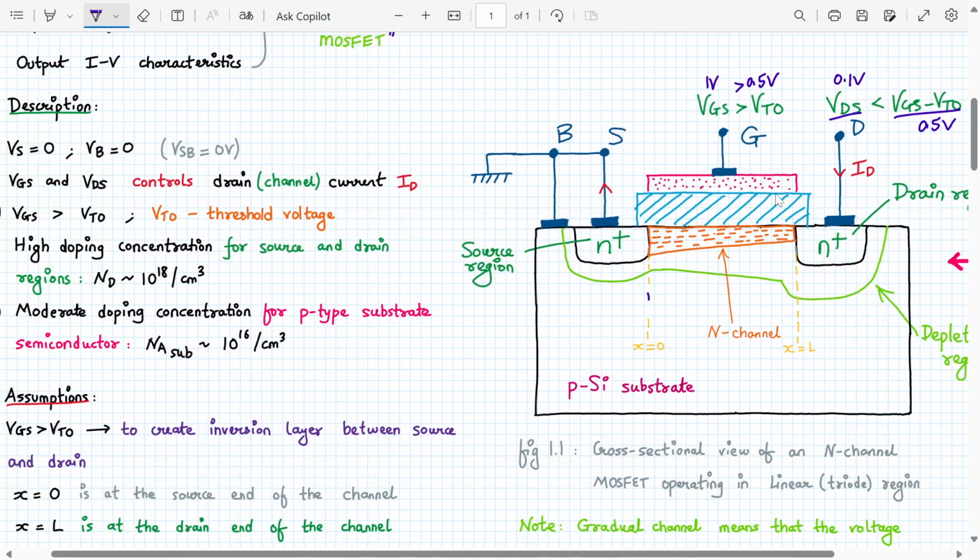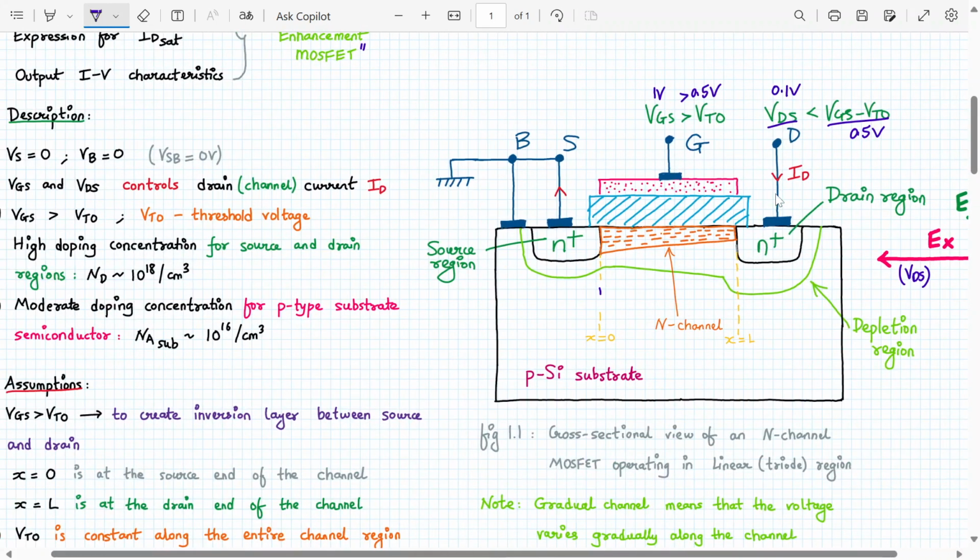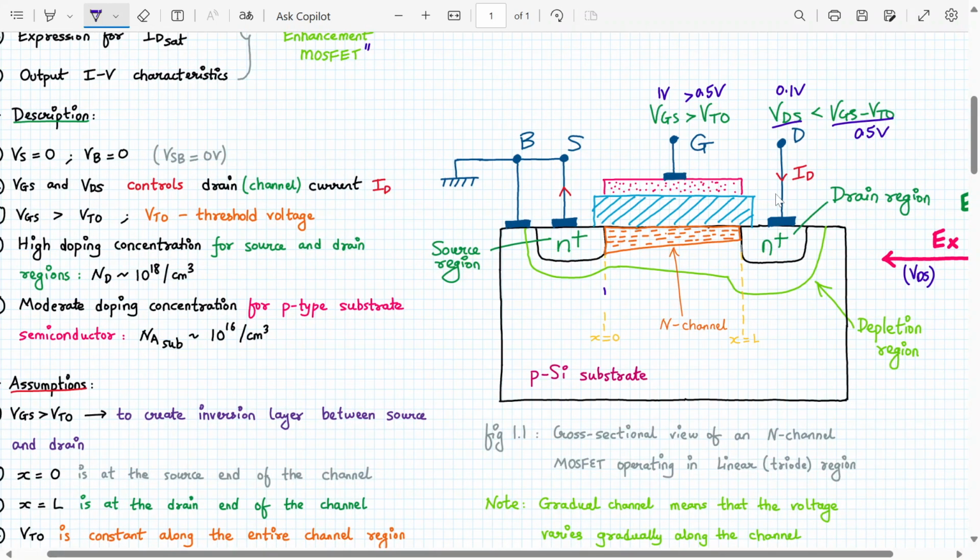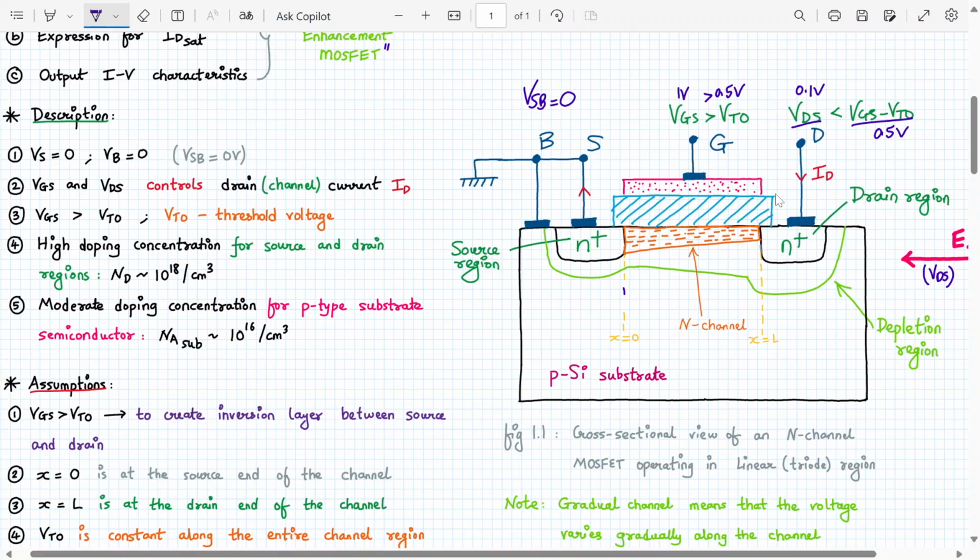Now let's understand the working slowly, one by one. Here we assume that the substrate bias, the body, is connected to 0. So here VSB is equal to 0. Here we say that VGS and VDS control the drain current. So obviously VGS and VDS, gate to source voltage and drain to source voltage, control ID. Both of them control ID.